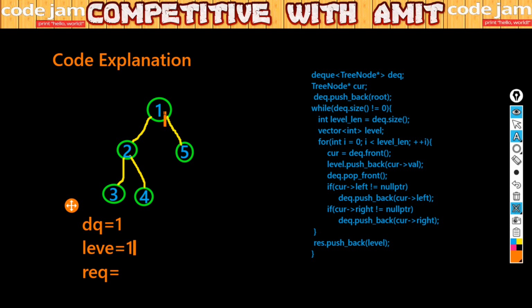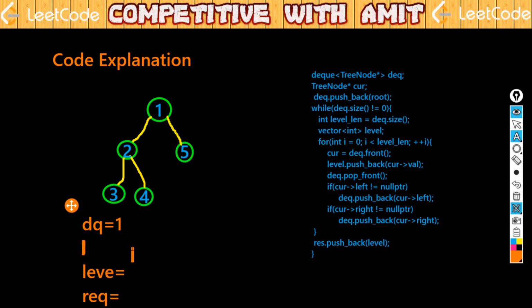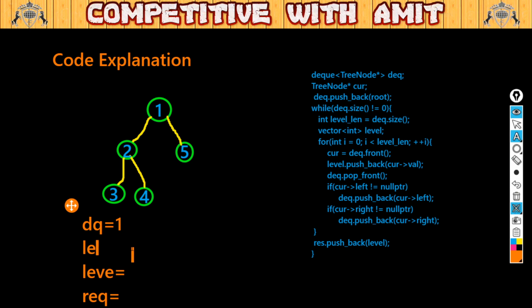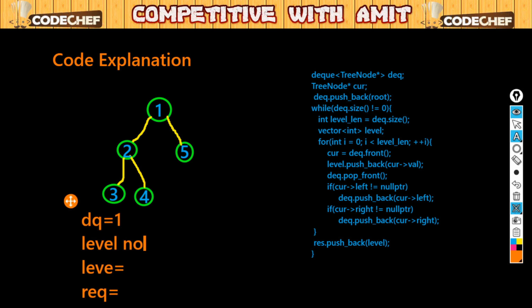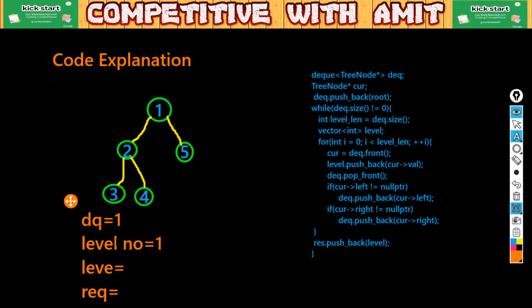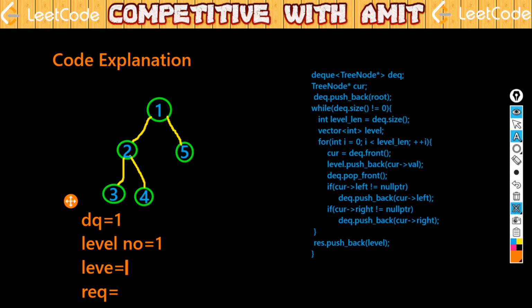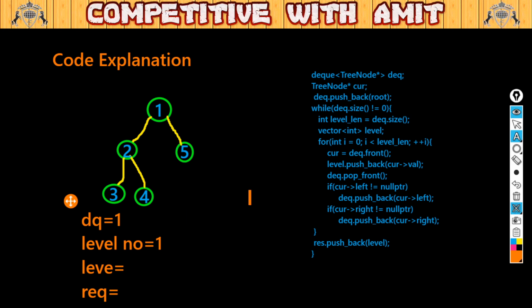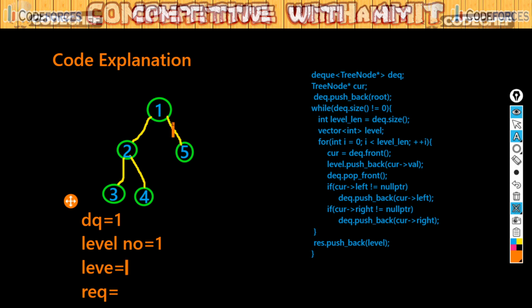Now till here we have one value in DQ, so first of all we will initialize one more variable, level nodes. It will be initialized with the size of DQ, so it will be 1. After that, this level will be pushed back the values of the DQ's indexes. So this we will do with the help of this second loop.